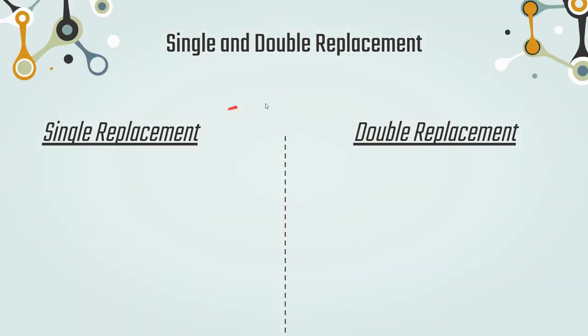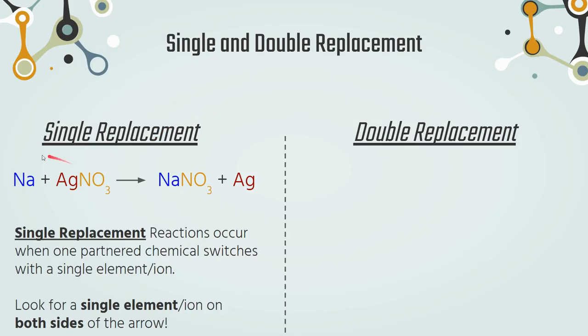Another pair of reactions is single and double replacement. If we look at this single replacement reaction here, we can see that this reaction occurs when one partnered chemical switches with another element or ion. In this case, my Ag switches places with my Na. So Ag goes by itself, and Na gets paired with NO3 on the right side. Our clue for this type of reaction is to look for a single element or ion on both sides. In this case, we see Ag as a single element on the left, and Na as a single element on the right. So if both sides have a single element, it's probably a single replacement.